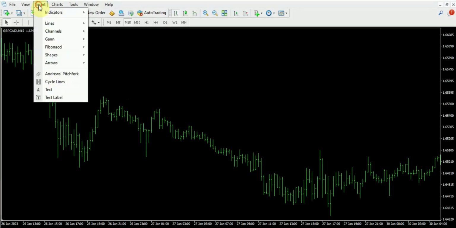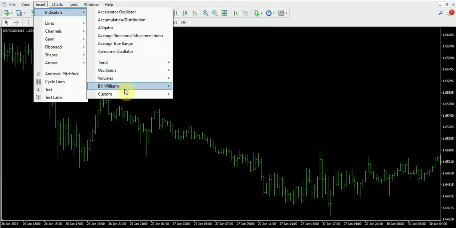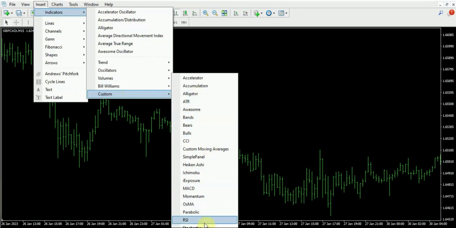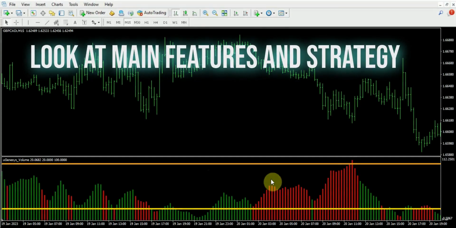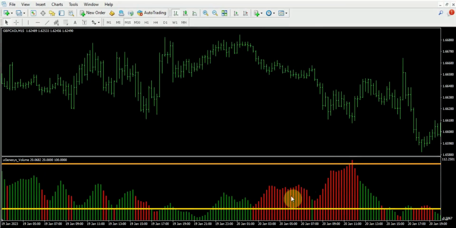Let's go to Insert, Indicators, Custom, and we go down to our uGenesys volume indicator. Hit OK. First of all, let's take a look right here. You can see we have a histogram with green bars and red bars. Whenever we have the green bars, that indicates that we're in a bullish market. You can see we have our uptrend here, and that's when we can enter into buy positions. With the red bars, this is when we're going into a downtrend, a bearish market, and you take up selling positions at that time.